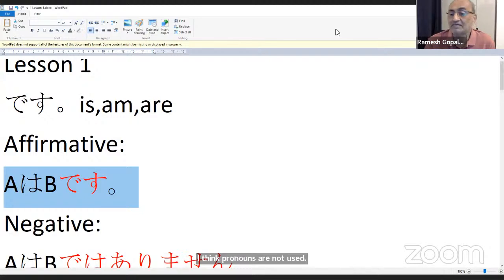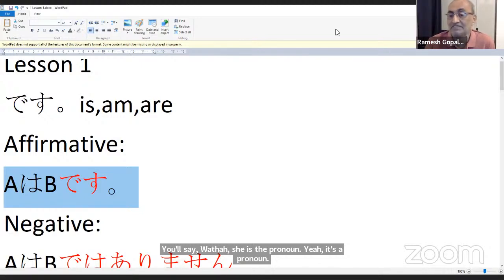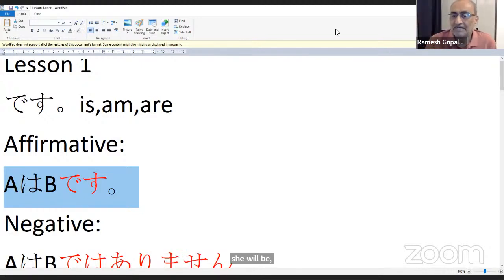Understood? You'll say watashi is the pronoun. Yeah, it's a pronoun. It is used. But generally, after some time, you'll see watashi will be dropped. You will not even need watashi. Anata is you. Anata is not needed. So pronouns are not used. That's why subjects are not seen. If something like pronouns were there, then you would use the pronoun. But in Japanese, you don't have pronouns or you don't use them. So that is another reason why subjects are not seen. If subject and the topic are the same, definitely the subject is hidden.